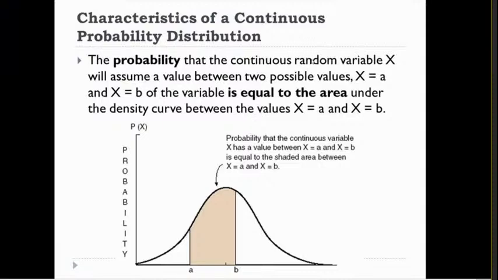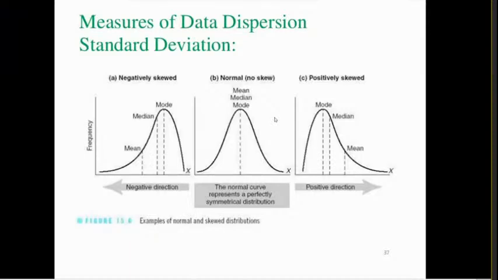In that, specifically, we need to understand continuous probability distribution. A continuous random variable x will assume a value between two possible values. Here, the range is a and b. Why am I saying this? We studied dispersion. Using this dispersion value, we can calculate this distribution value. In this particular range, between the range, we can calculate the area under the curve. This area under the curve explains the distribution value.